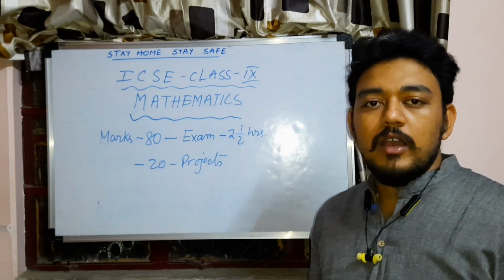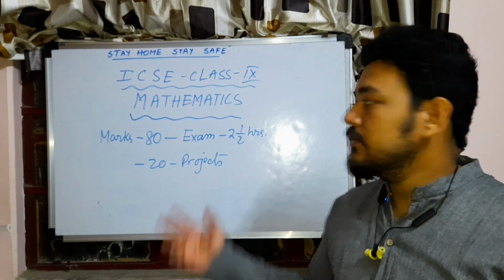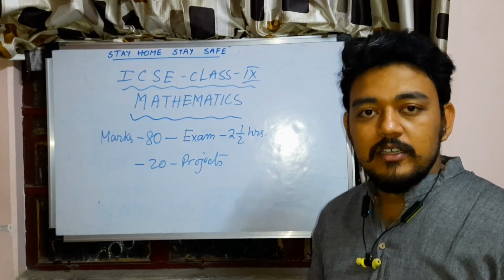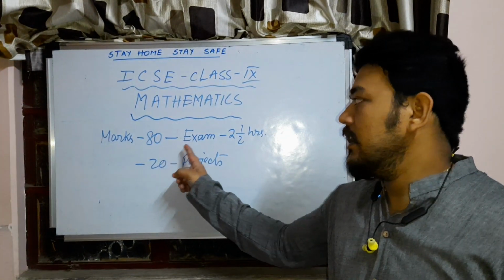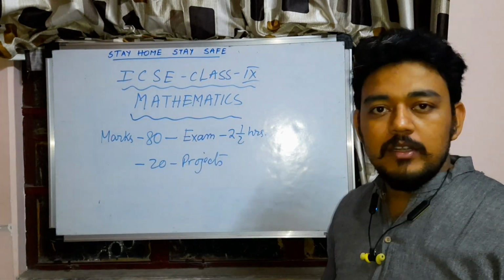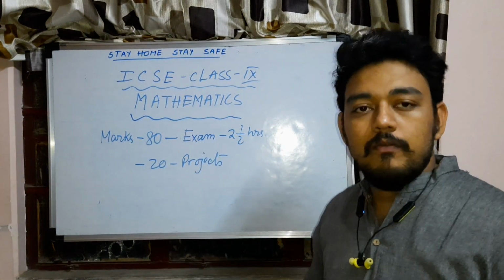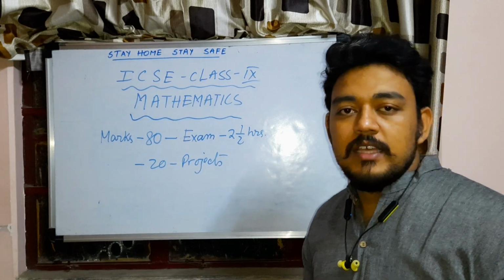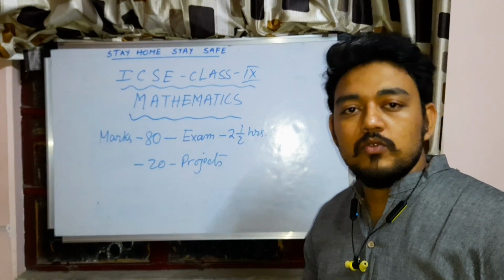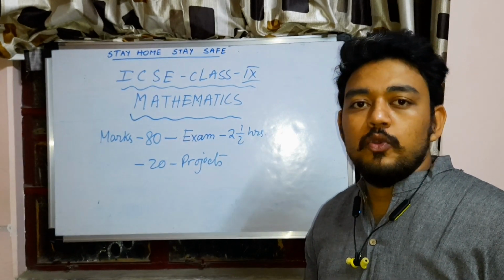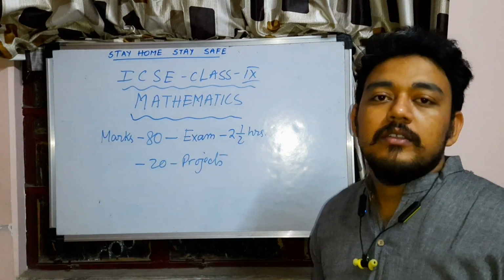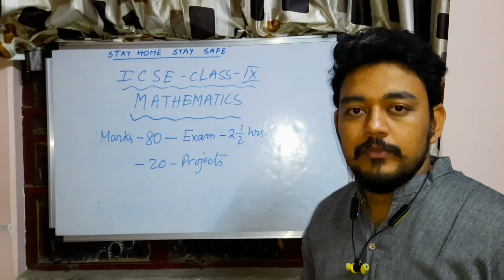So first let us talk about the exam pattern. As you have already seen, your total maths marks is 100, where 80 is the written exam, which will be of 2.5 hours, and 20 will be the project. The project is an internal assessment. It will be given to you and done in the school also, and you just have to submit the copy.